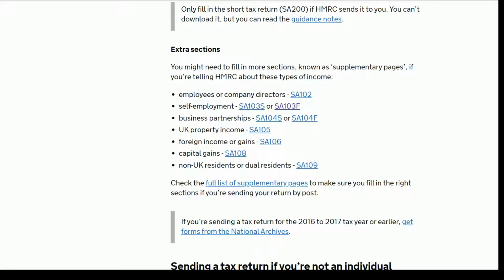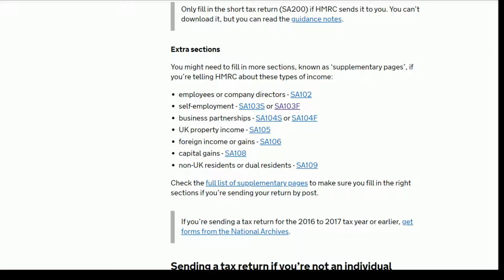Making Tax Digital for Income Tax and Self-Assessment. It helps if you know a little bit about Making Tax Digital for VAT, but if you don't, it's relatively straightforward anyway.